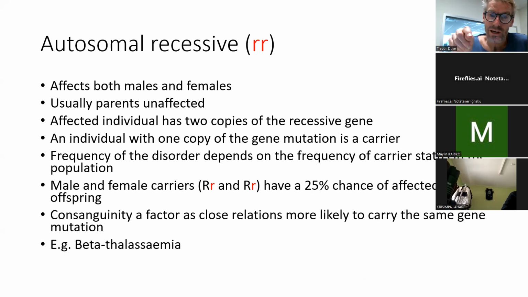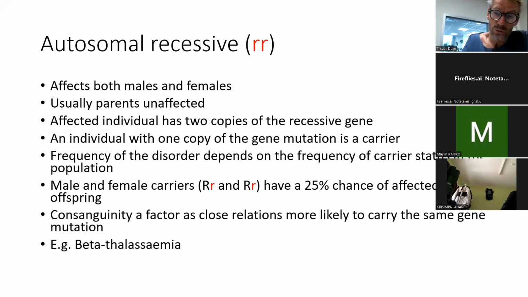Autosomal recessive conditions, there's a few characteristics of each of those that I just want you to know about. Autosomal recessive conditions affect both males and females. Usually the parents are not affected, because usually the parents are heterozygous carriers. The affected individual has two copies of the recessive gene. They'll be little r, two recessive genes. That's because you need two recessive genes to have the phenotypic appearance. Whereas if you've got one recessive mutated gene and one normal gene, then usually the dominant gene will be dominant in the phenotype that's produced.